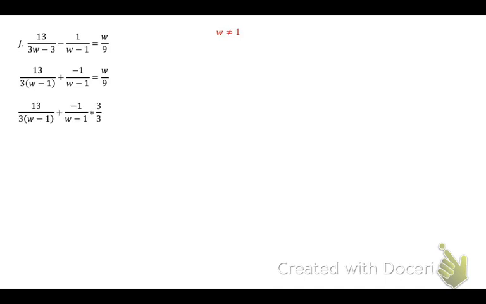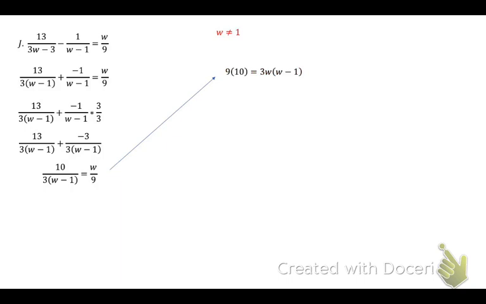I'm going to do this by proportion, so I'm just going to get a common denominator on the left side. So I'm going to multiply the second fraction by 3 over 3. So you get 13 over 3(w minus 1) plus negative 3 over 3 times (w minus 1), which is 10 over 3 times (w minus 1). I'm going to bring down that w over 9, cross multiply, and you get 9 times 10 equals 3w times (w minus 1). So that's 90 equals 3w squared minus 3w.